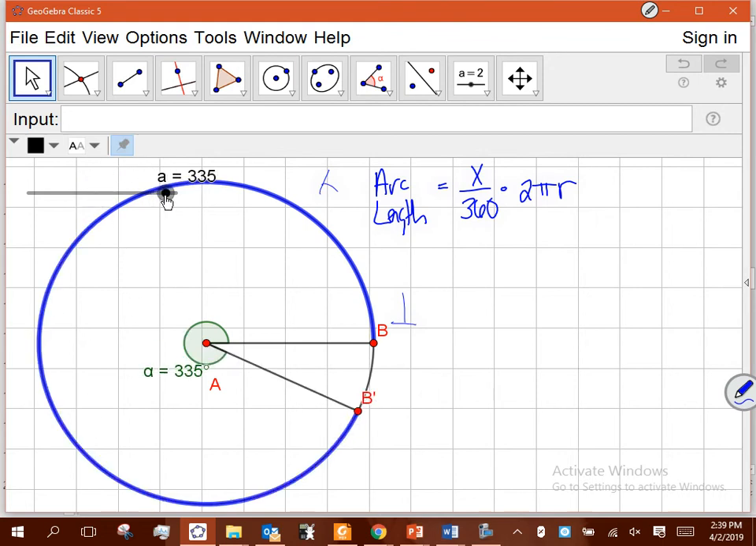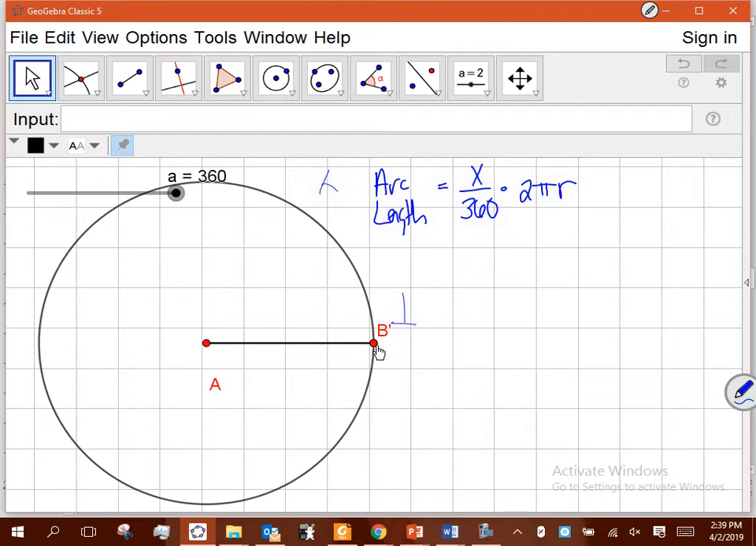What would happen if I got out to here? Now it disappears, but what would that arc be? What would that percentage be? 360 over 360 would be 1, right? And then hopefully you realize, well, that would just give me 2 pi r, which is just the circumference. All the way around is my circumference. Okay? Is that okay with everybody? Okay?